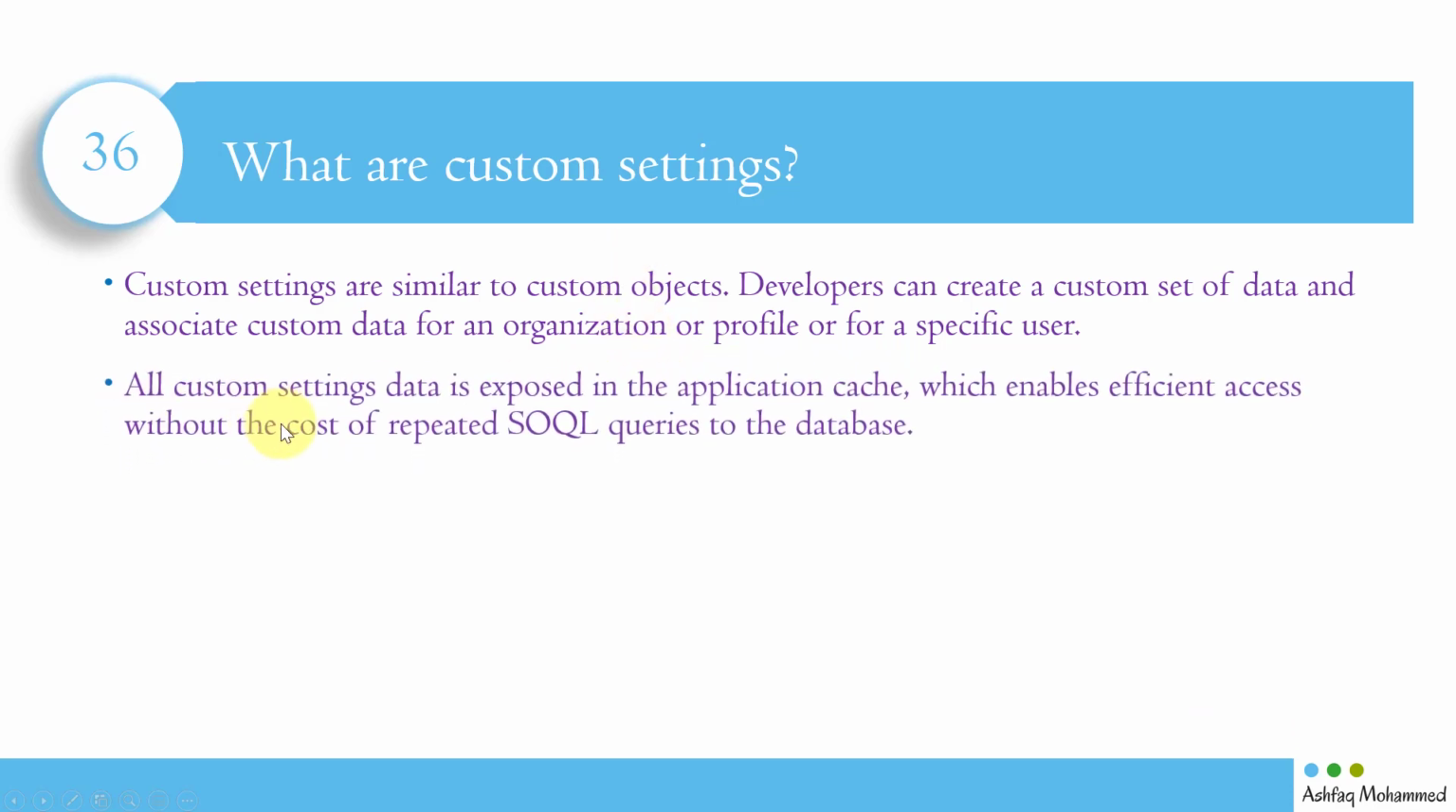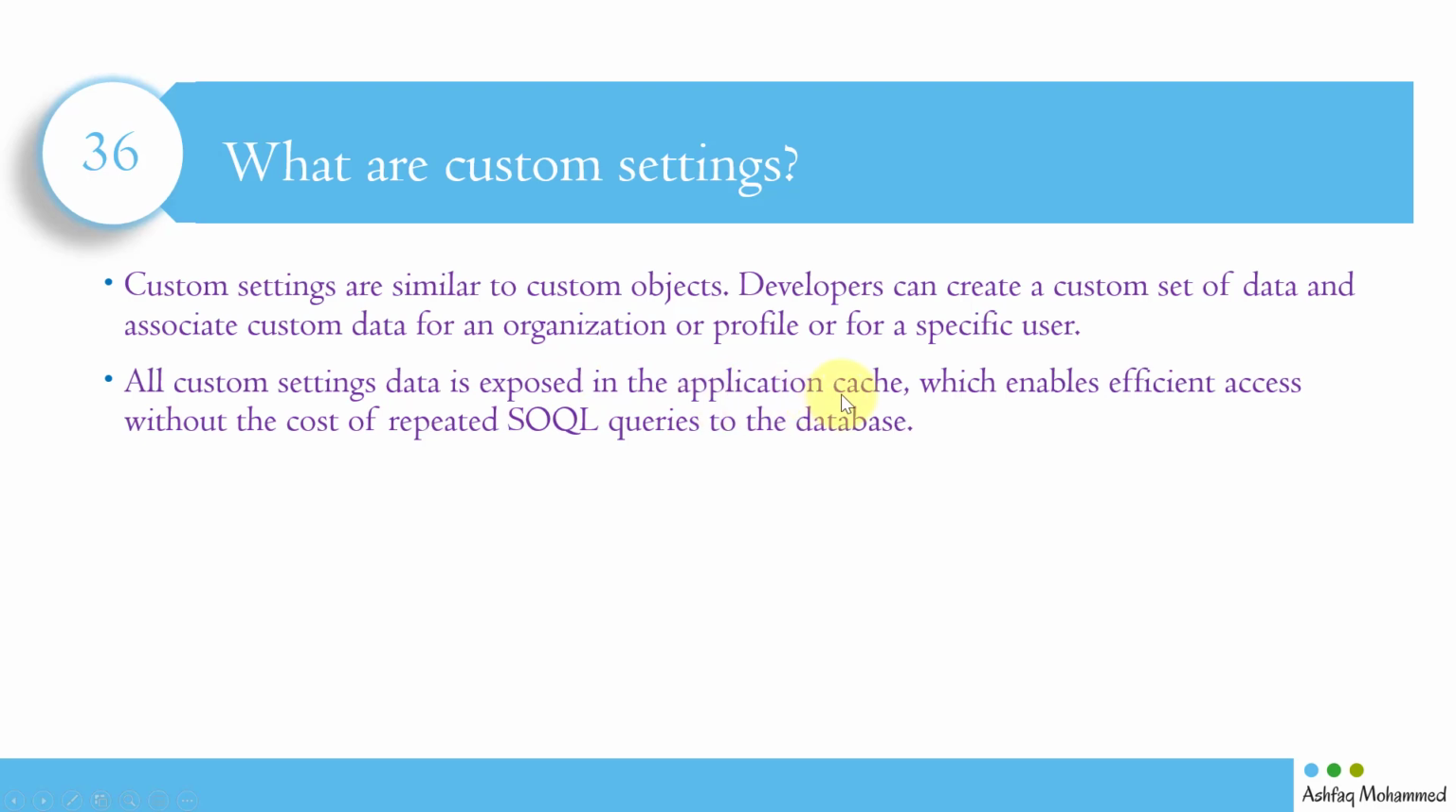Okay. So all custom settings data is exposed in the application cache, which enables efficient access without the cost of repeated SOQL queries to the database. Basically, to get the data from custom settings, we don't have to write a SOQL query. We have a few ready-made methods which we can use to get the complete data of those custom settings. The advantage of custom settings is you don't have to write a SOQL query, and it also reduces the number of SOQL queries counted against our governor limits if we have written so much code and don't want to write a lot of SOQL queries.